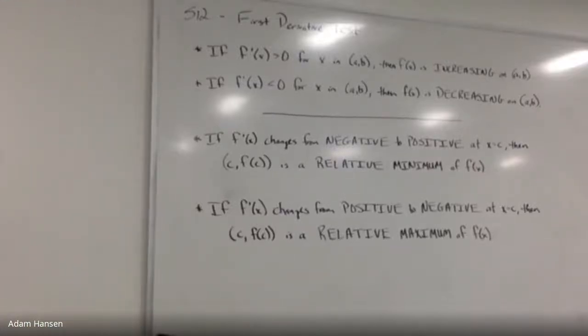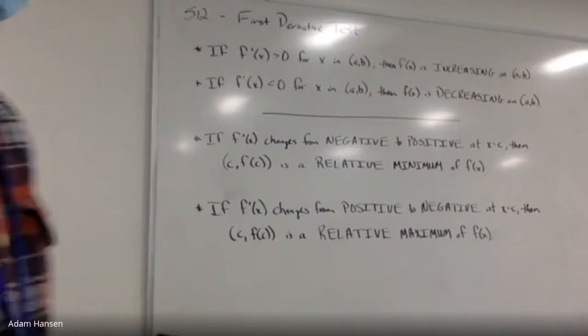All right. Looking at analyzing the shapes of graphs using the derivative here in standard 12. Today's lesson is on what's called the first derivative test. How can I tell what the shape of a graph is based off of the first derivative? What does the first derivative tell us about the shape of a graph?